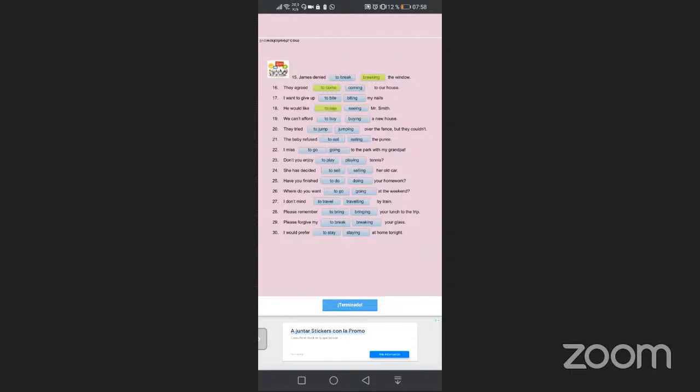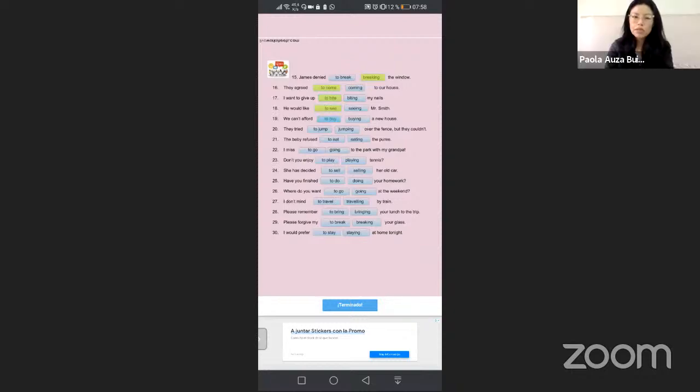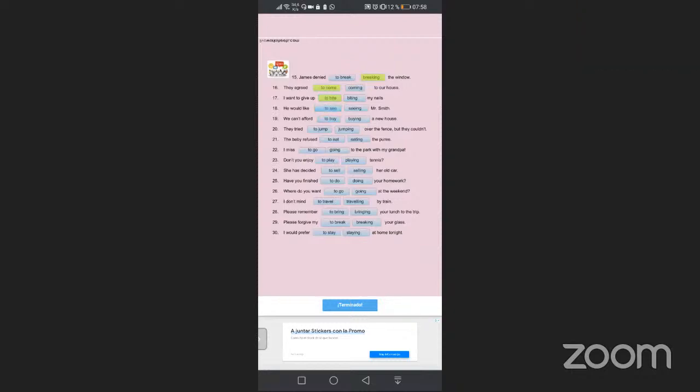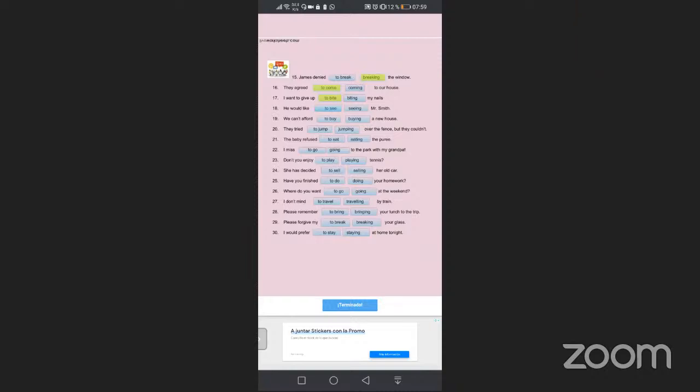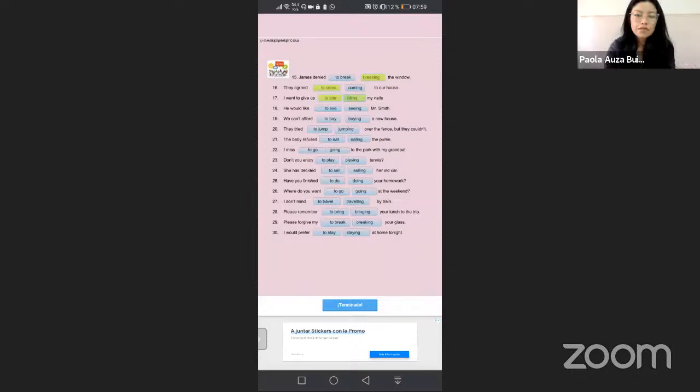to bite my nails. Okay, let's read one more time, please. I want to give up to bite my nails. I want to bite. Bite, and the second one is biting. I want to give up biting my nails. It sounds a little bit better, no?